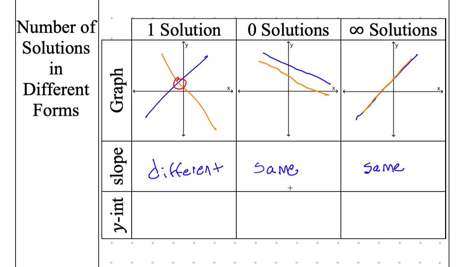So check it out. If I have 0 solutions, then the y-intercept, one was here, which means there are different y-intercepts. So I can say different here. And if I have infinite solutions, they have the same y-intercept. So that's the way to differentiate between 0 and infinite solutions. If I already have different slopes, I don't really care about the y-intercept, so you can either say don't care, or you can cross off this box.